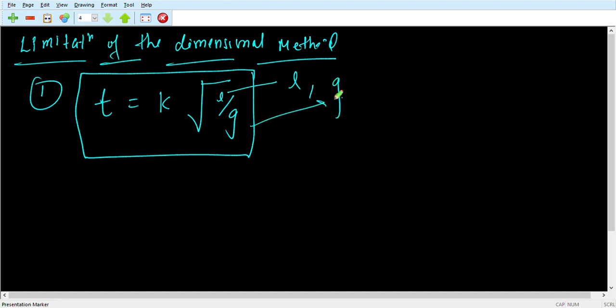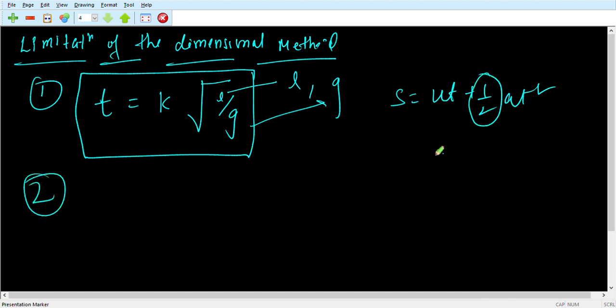So all the physical quantities on which something depends should be in multiplication form. This is the first problem. It means that you cannot deduce s equals ut plus half at square with this logic. The second problem is that it does not take care of the constant, meaning we are not able to find the value of k. You know that k is 2 pi. When you go through the physics course, you will get this value.